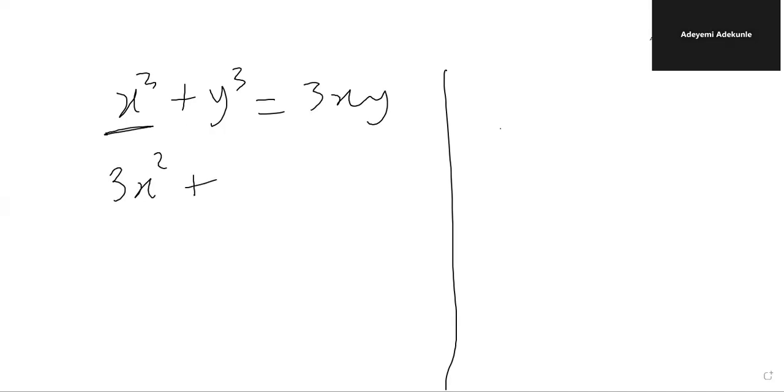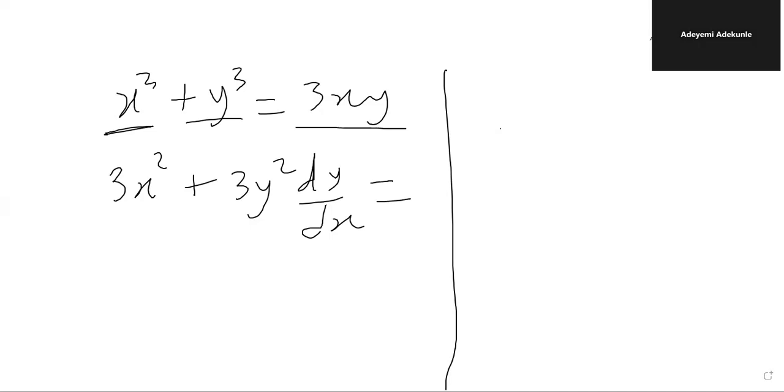Now, another question says, if you have x raised to power 3 plus y raised to power 3 equals 3xy, how do we tackle this? It's still the same format. Differentiate this, that's 3x squared, right? Plus differentiate this, that's 3y squared. But you need to put dy over dx because it is y they are differentiating.